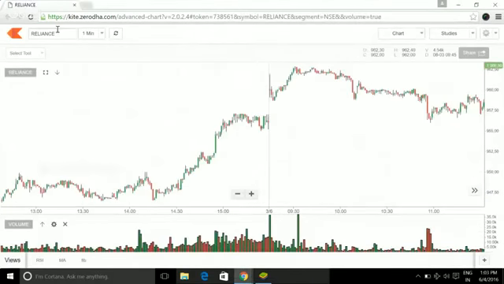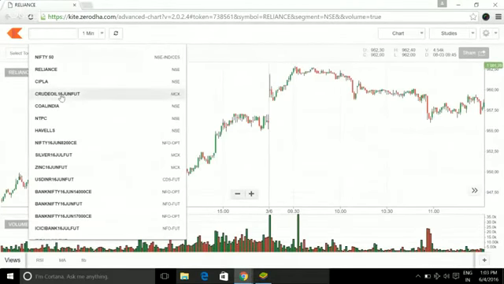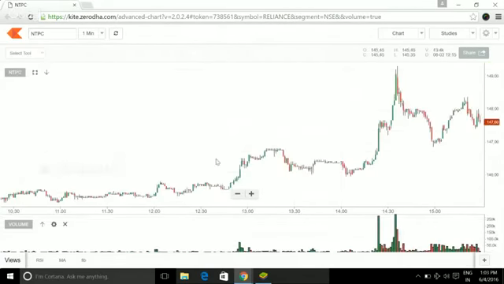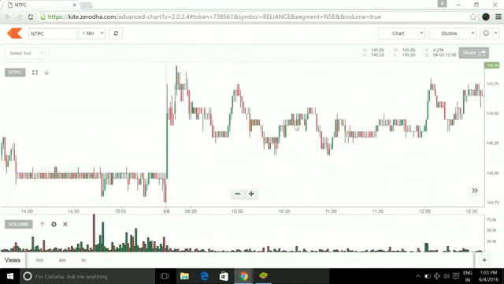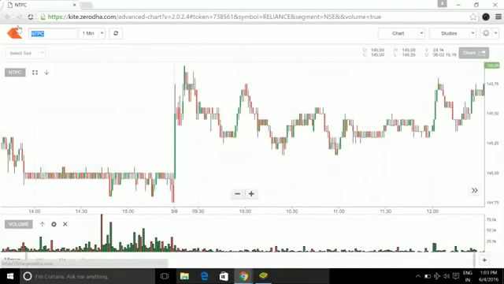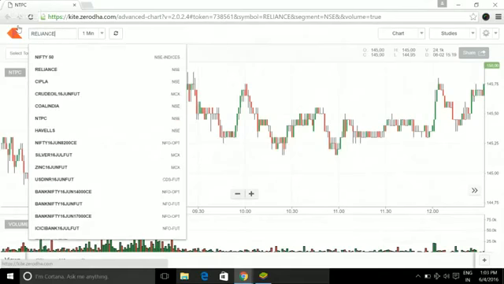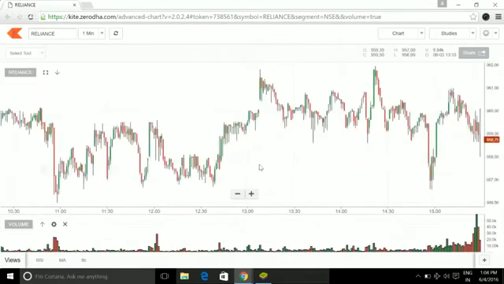Also, if you're looking at a popped out chart and you want to switch between stocks, you can do it very easily here. The stocks that you see here are essentially those which are on your watch list. So if you want to open NTPC, I can do this. Let me go back to Reliance.